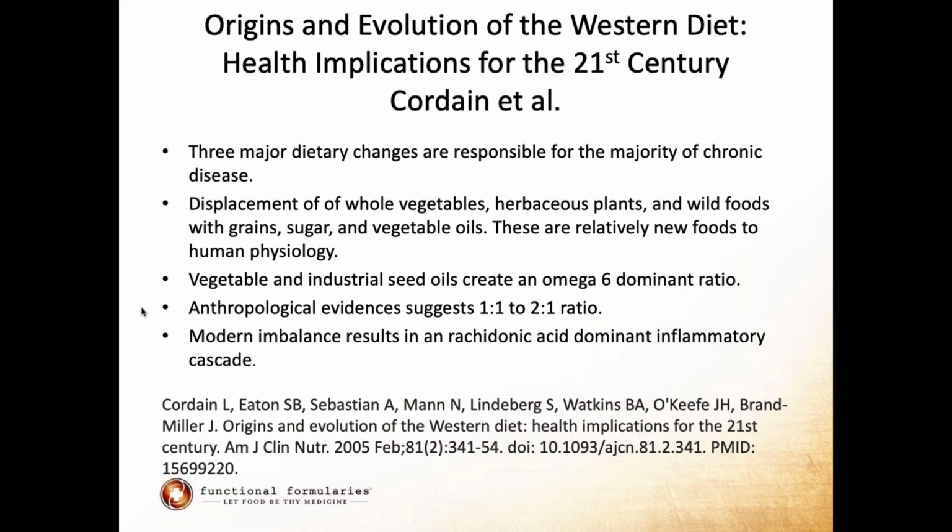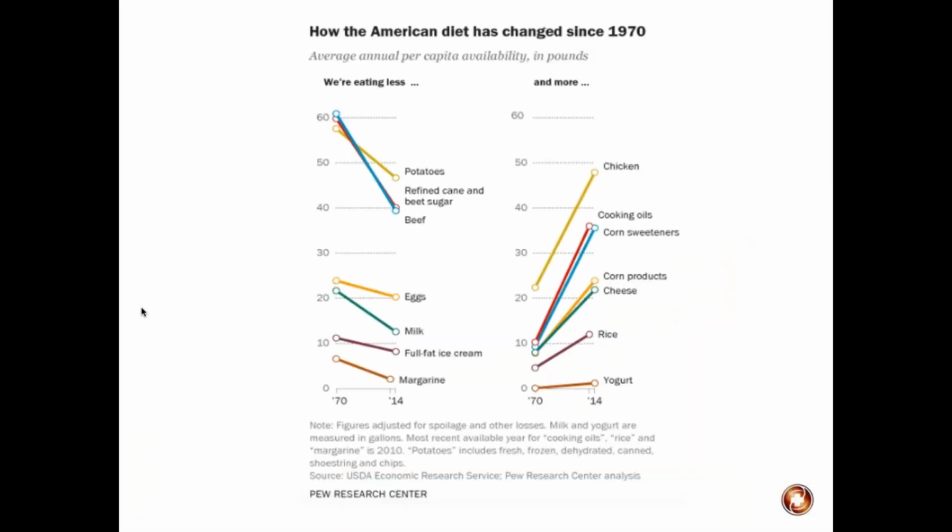And that this modern imbalance results in this dominant arachidonic acid inflammatory pathway. So I just want to highlight that paper because it is so important. And then if we come back to more contemporary changes, again, the Pew Research Center has spent considerable time and resources trying to track some of these changes.